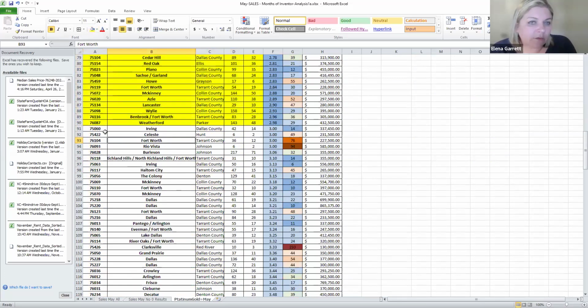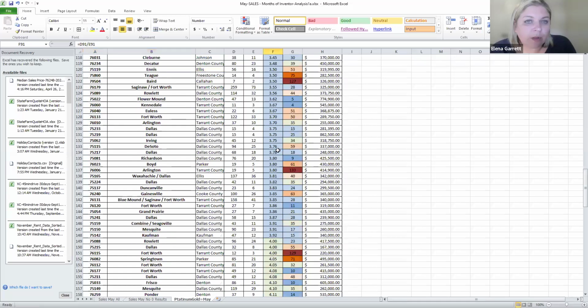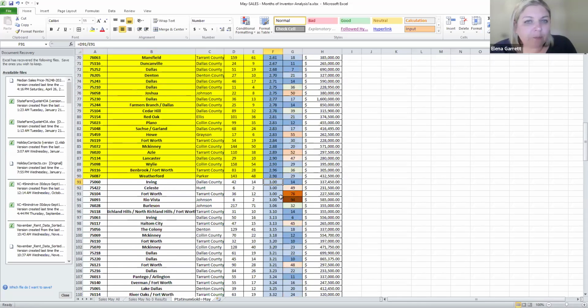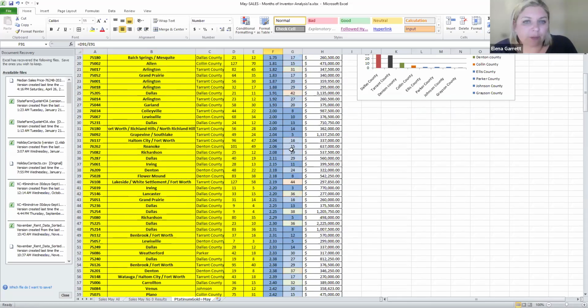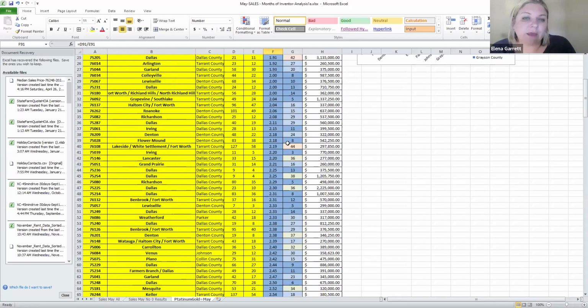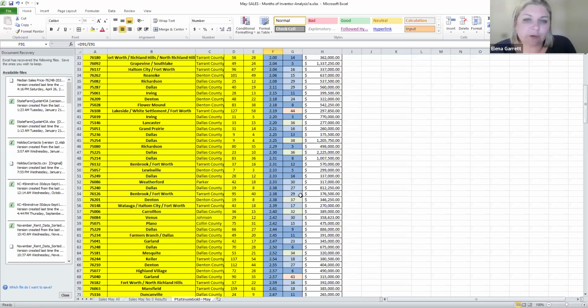And then the ones that are light blue are still good. They have 3 to 4 months of inventory, but do be careful with the days on market and try to pick the ones. So when you're deciding which zip code to invest in, consider these two numbers. You want the months of inventory to be below three months if possible, and you want days on market to be below 30 days if possible.